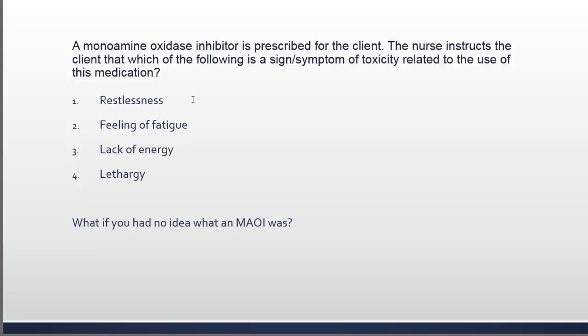So this is a good example. You have a monoamine oxidase inhibitor that's prescribed for the patient. The nurse instructs the client that which of the following is a sign and symptom of toxicity related to the use of the medication. Let's say, for instance, that we have no clue what in the world a monoamine oxidase inhibitor is. We don't know, so let's look at the answers.